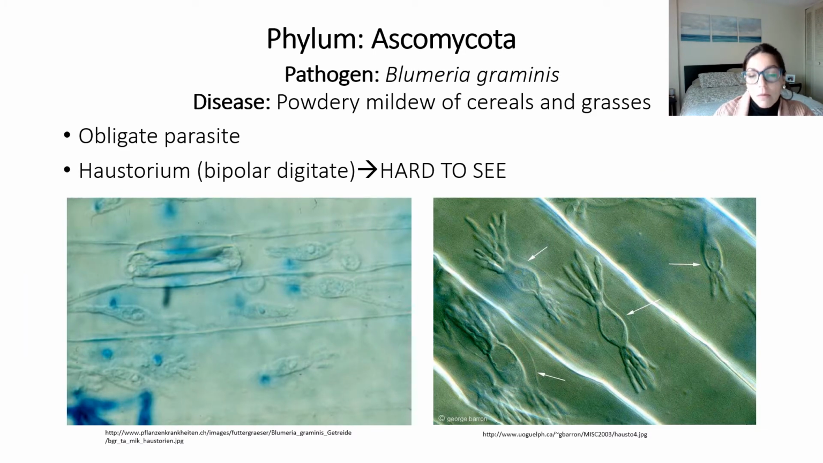This is an obligate parasite, and therefore it produces haustoria, which are for this fungus bipolar and digitated. They are very hard to see with the microscope, so that's the reason why we have a picture of them here. So we have their bipolar form, so they have these two digitated forms in each side of the haustorium.